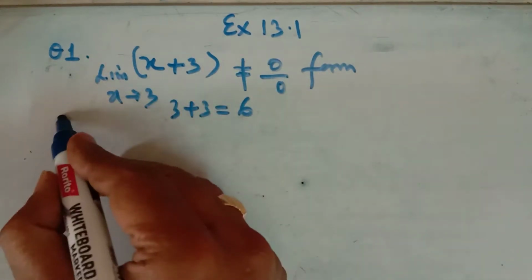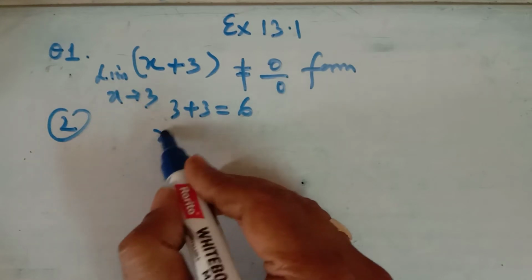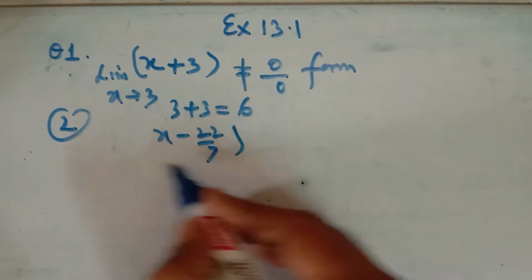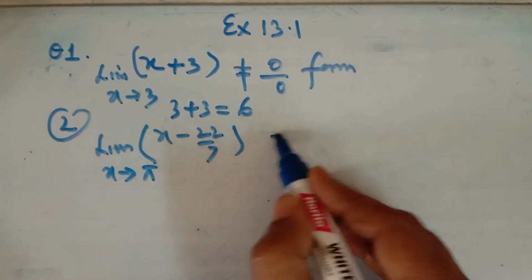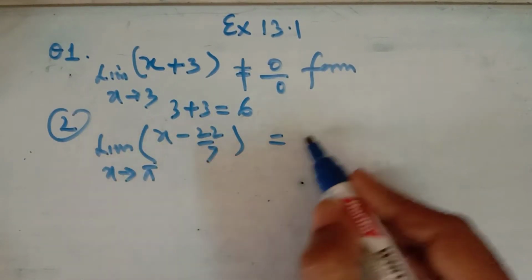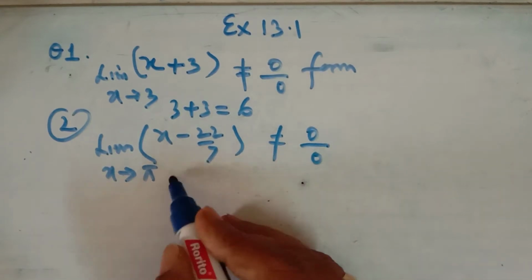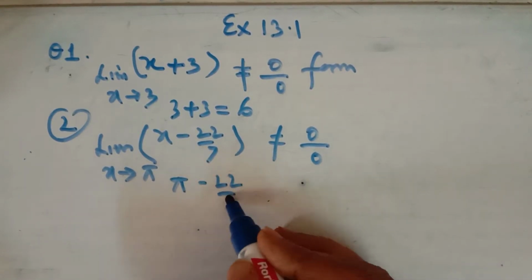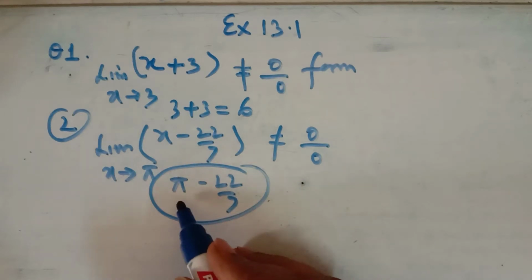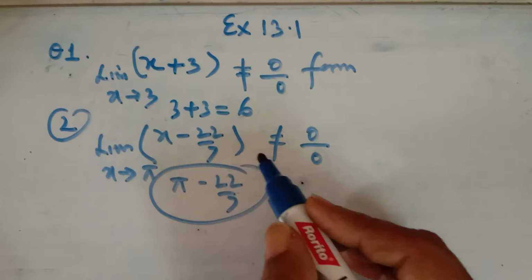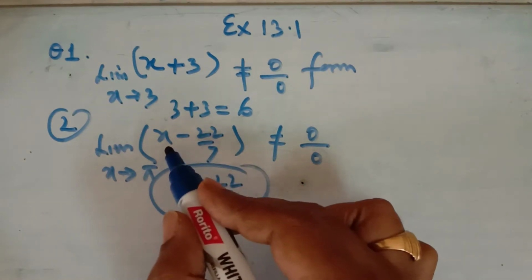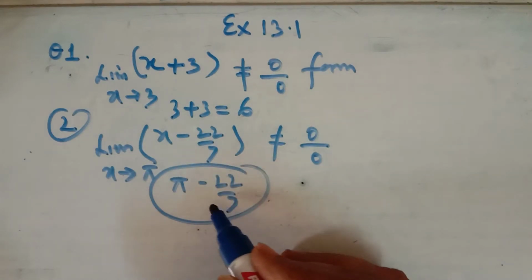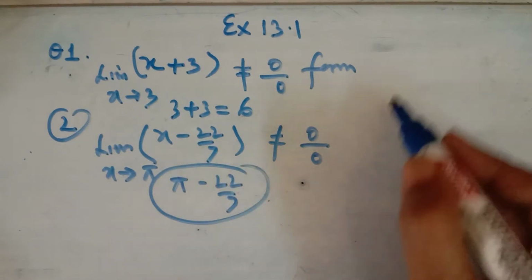When we are not getting the 0 upon 0 form, then the limit of the function is the same as its value. Let us take this again: x minus 22 upon 7, and we have limit x tends to pi. Again you are not getting the 0 upon 0 form, 0 upon 0 form नहीं आ रही है, so pi minus 22 upon 7 is the limit of the function. You will not put the value of pi as 22 upon 7, which is not the exact value of pi. So the limit of x minus 22 upon 7 as x goes to pi is equal to pi minus 22 upon 7.